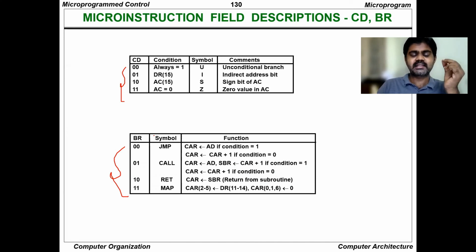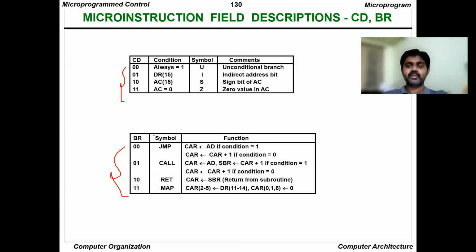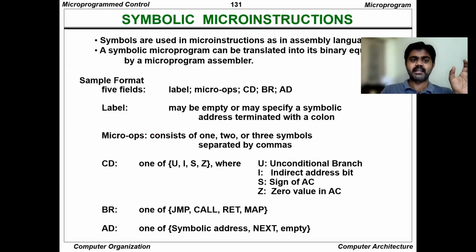And the next one is return, RET. Return from subroutine, so SBR to CAR. And finally map. Map is nothing but the 6 bits from 0 to 6 of the control address register, and the data register from 11 to 14, that is opcode, right? So 11 to 14 goes to CAR bits 2 to 5. So these are the micro operations for CD and BR.